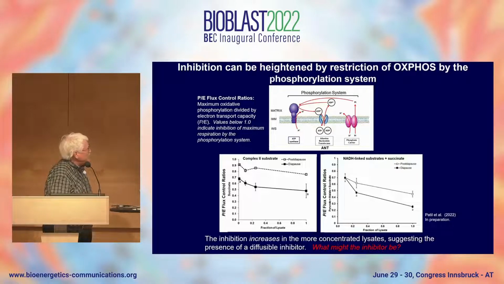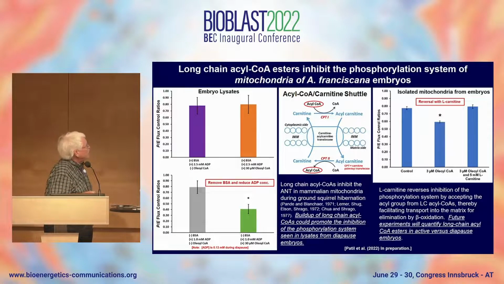And you can see in both situations, there is a much greater restriction of OXPHOS by the phosphorylation system during diapause. And particularly important is that if you relate this to the concentration of these lysates that are being used, what you see is that at the most concentrated lysate versus their dilutions, you have the greatest depression of the phosphorylation system, which suggests then that there may be some sort of diffusible inhibitor in these lysates. So we've taken a look at that in more detail very recently by looking at long-chain acyl-CoA esters and their ability to inhibit the phosphorylation system of mitochondria, first in these lysates of the embryo.